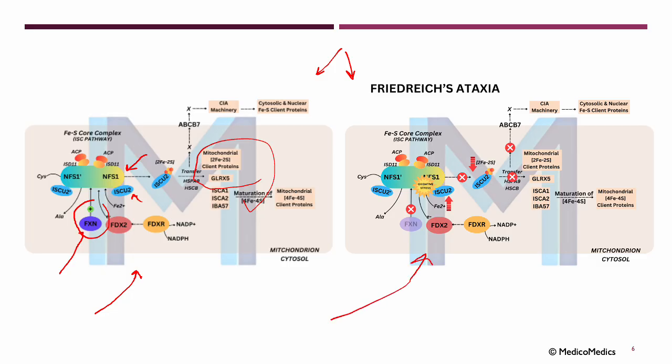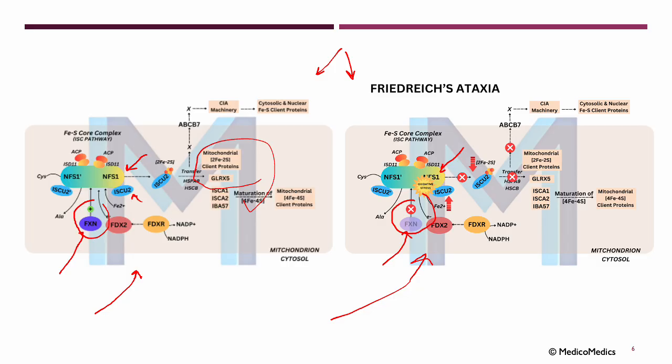Now, in the second illustration, we don't have the frataxin available. So without frataxin, the cluster factory malfunctions. So what happens here? The NFS1 protein will struggle to produce iron-sulfur clusters, and the ISCU2 will fail to properly transfer these clusters. Therefore, we will have fewer clusters built.